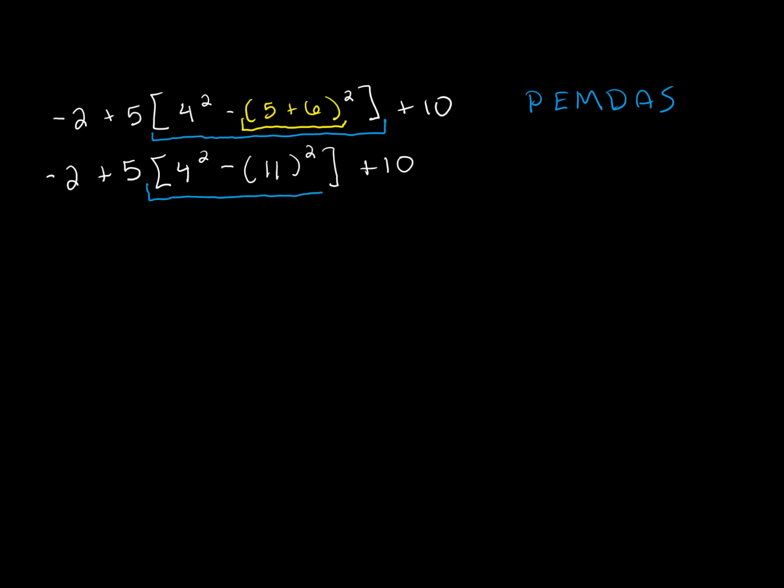So we are still working inside the brackets, but you have to simplify the brackets down to a number before you move out of the brackets. So inside there, following the order of operations, we did the parentheses, next is the exponents. So we're going to do 4 squared, and then we're also going to do 11 squared. We can do those at the same time because they're separated by a minus sign. If they're separated by a plus or minus, then they're different terms, and you can do those at the same time.